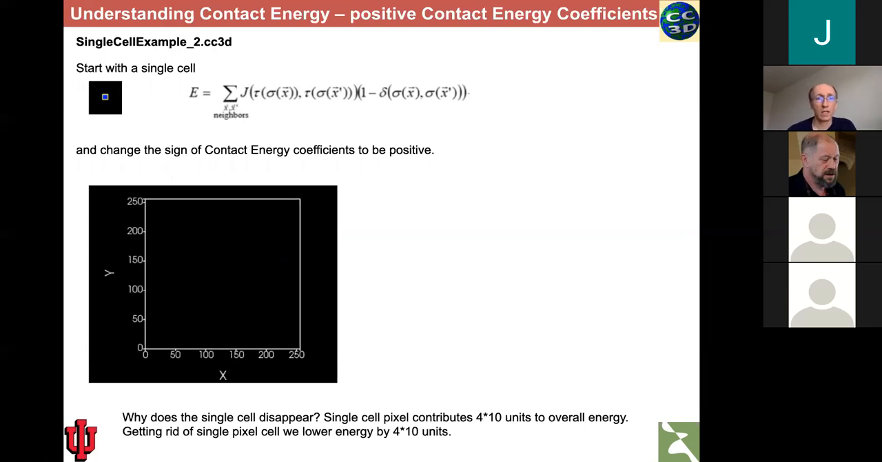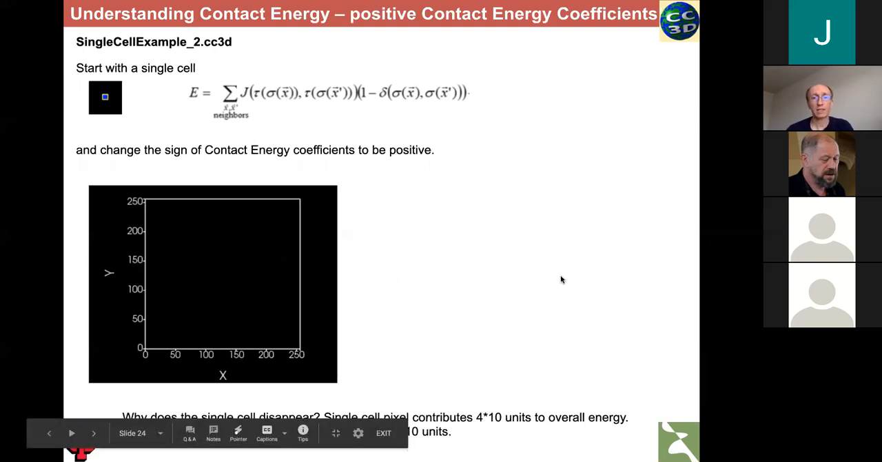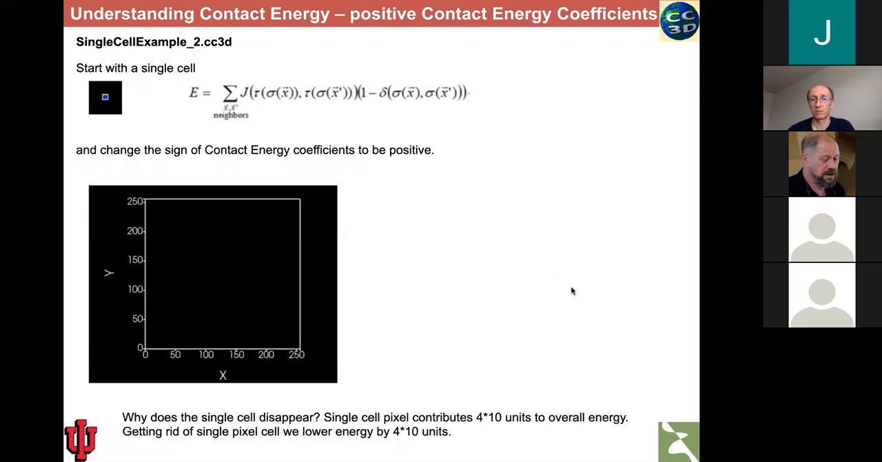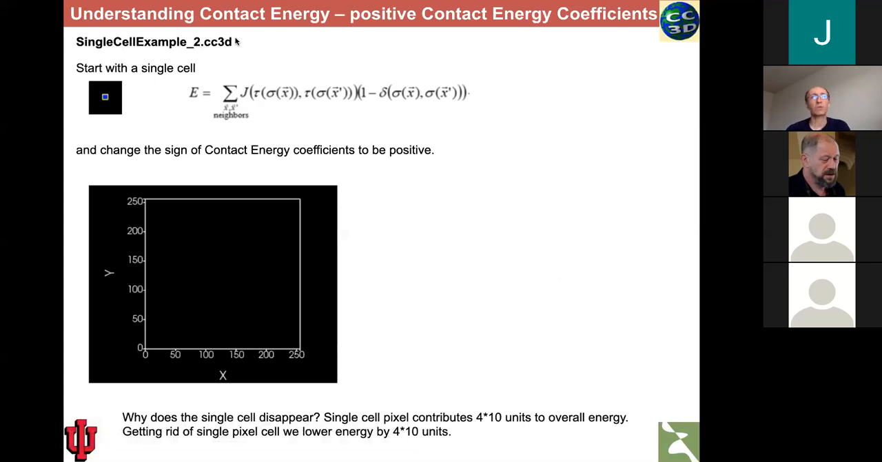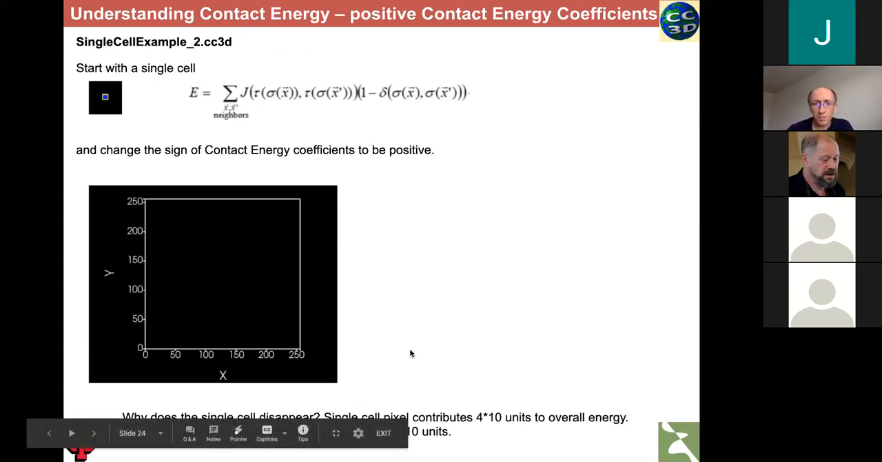Okay, so let's do the opposite exercise. Let's start with a single cell, but this time we are going to use positive energy coefficients. And the question is, why does the single cell disappear? I'm already giving you an answer, so you're free to go ahead and open this simulation. It will be a very quick simulation because the cell will disappear after a single Monte Carlo step. So I'm going to save ourselves some time and skip this step. But essentially, this is the answer.